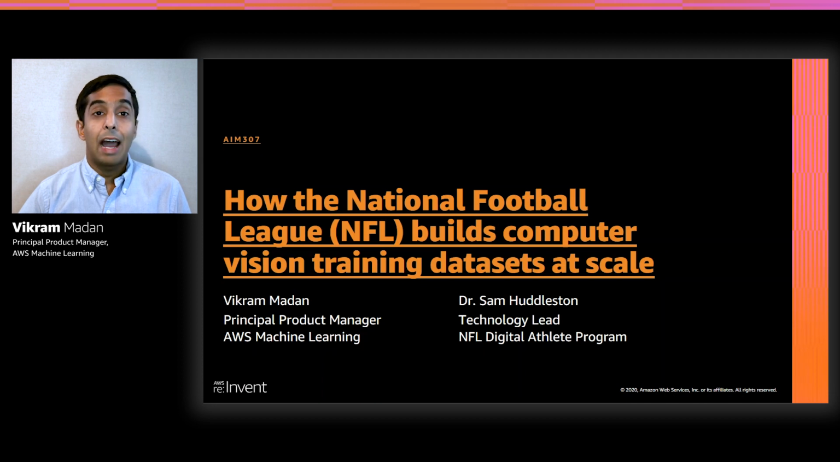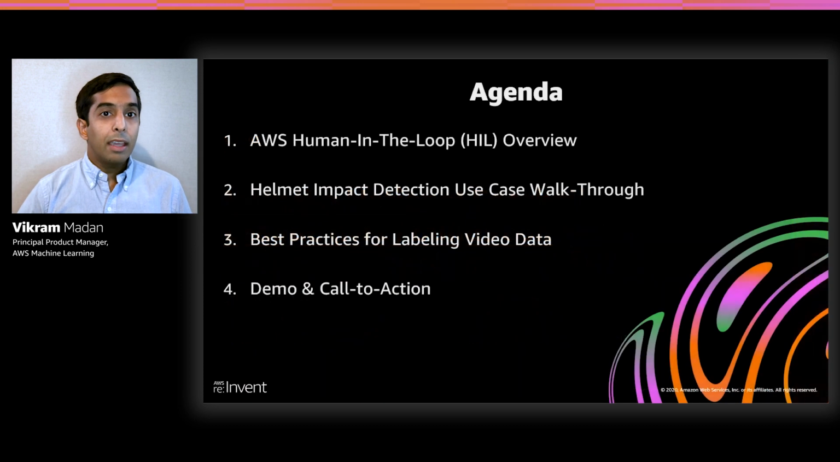Today we're going to be covering how the NFL creates their computer vision training data sets at scale. I'm going to kick things off by giving you a quick overview on AWS's human-in-the-loop services. I'm going to then hand it off to Sam, who's going to talk about specifically his helmet impact detection use case. He's then going to cover best practices around how to label video data specifically at scale. And then he's going to close things out with a demo and a very, very cool call to action.